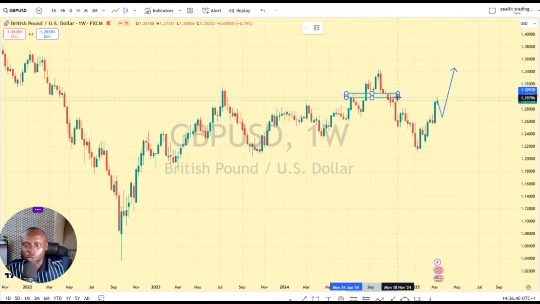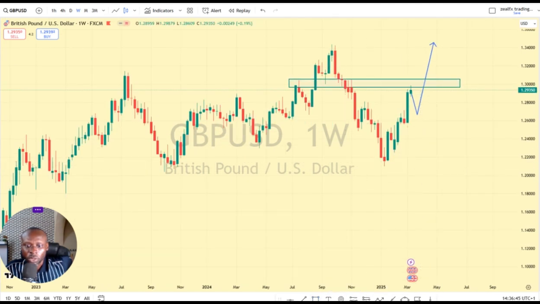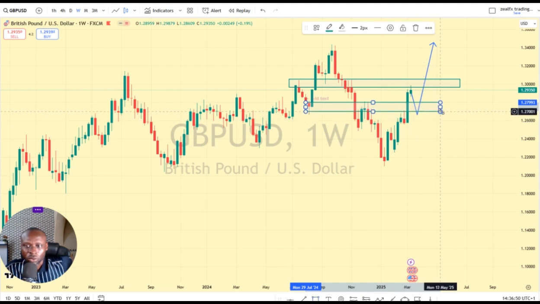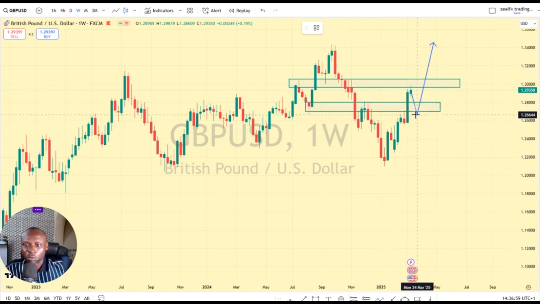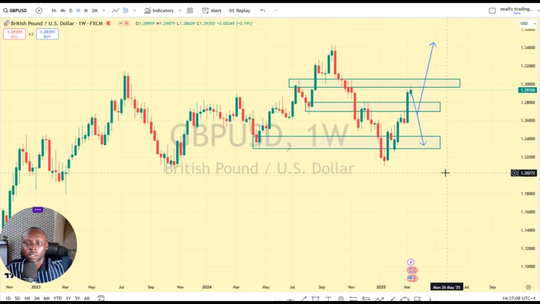So price fails to break above this zone. So long as price fails to break above this zone, we expect price to test this zone. If price tests this zone and breaks it lower, we expect more push to the downside. But if price fails to break this zone, we expect more price push to this next zone, which is this level. So this is what we expect from the weekly chart of the British pounds USD this week.